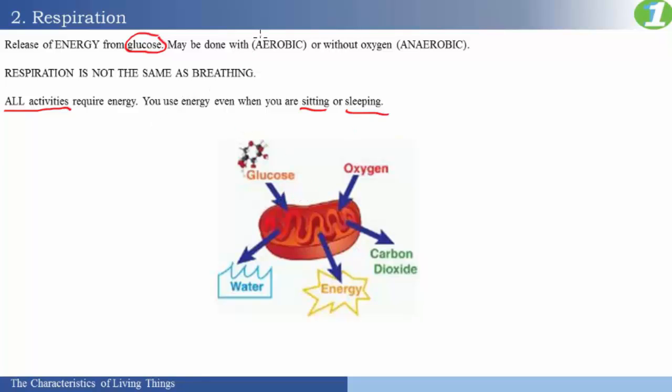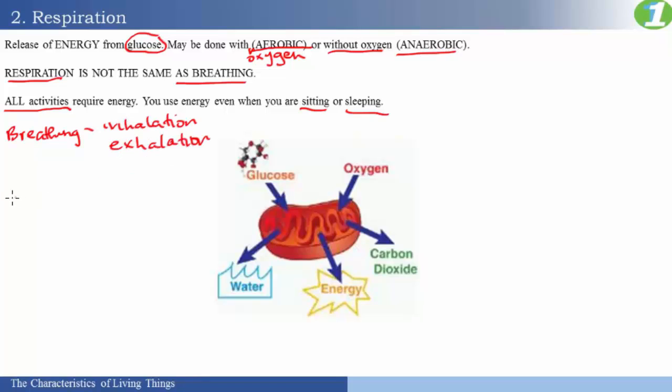Now, respiration is of two forms. It may either be aerobic, which requires the presence of oxygen, and it may also be anaerobic, which does not require oxygen. Now, important to note, respiration is not the same thing as breathing. Breathing is simply inhalation and exhalation, but respiration is the release of energy from food.